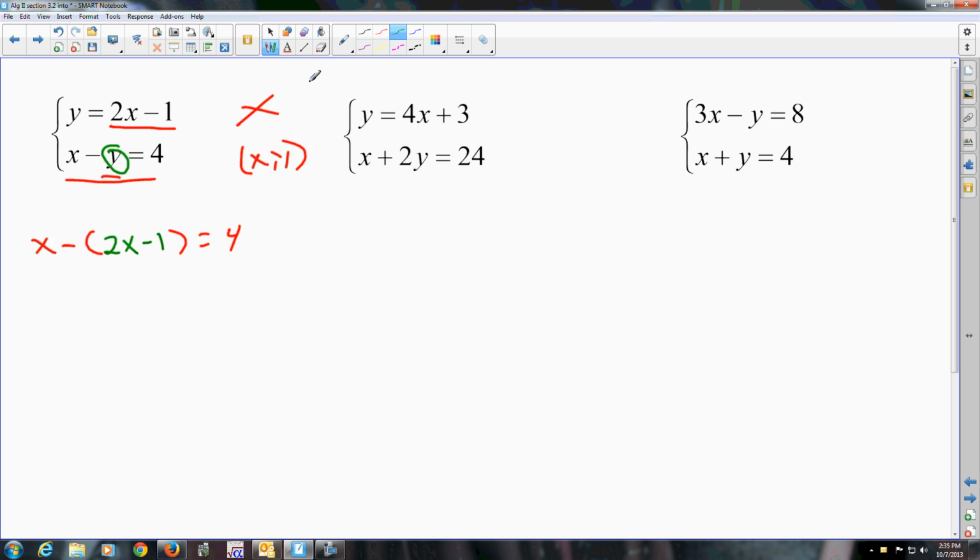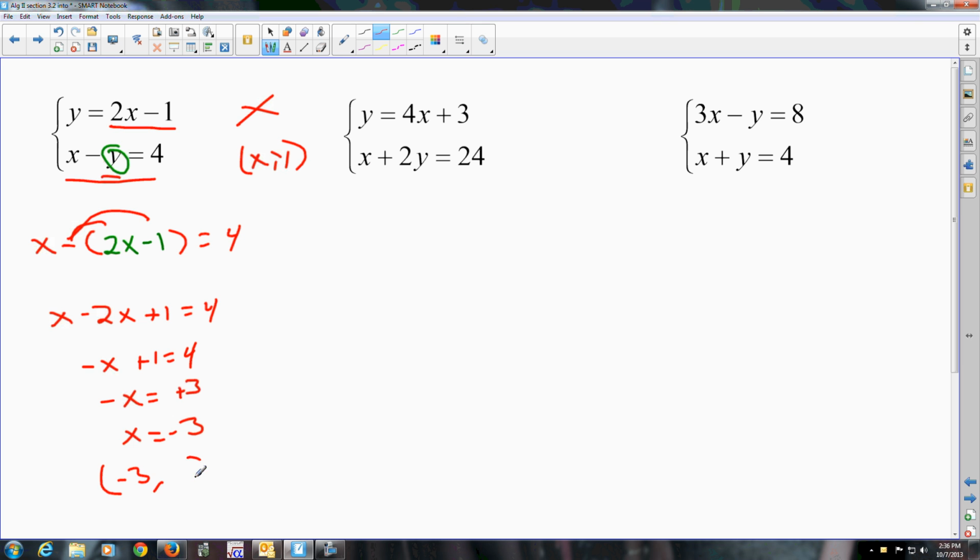This subtraction sign is still out there. Now you have to go back and distribute the subtraction through both things. x minus 2x plus 1 is equal to 4. So I have minus x plus 1 is equal to 4. Subtract the 1. Whoops, positive 3, sorry about that, getting ahead of myself. x is equal to negative 3. So that's the x value of your coordinate.